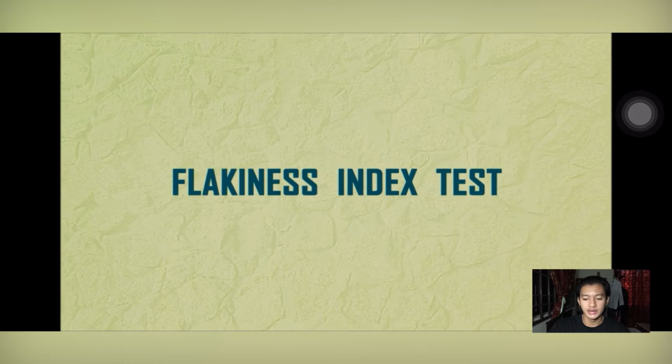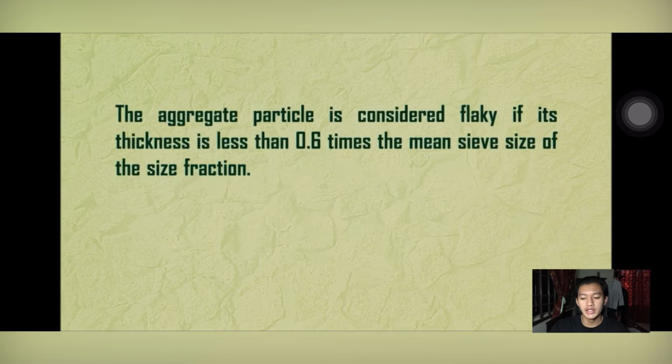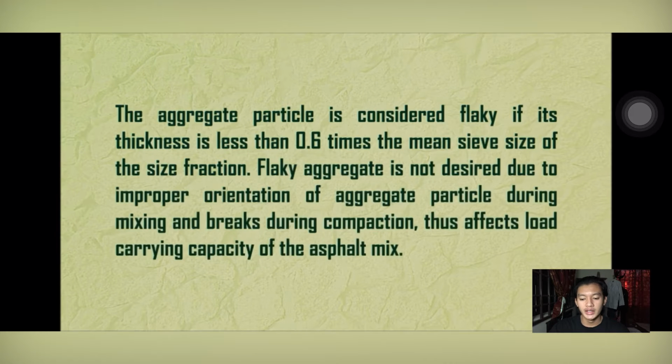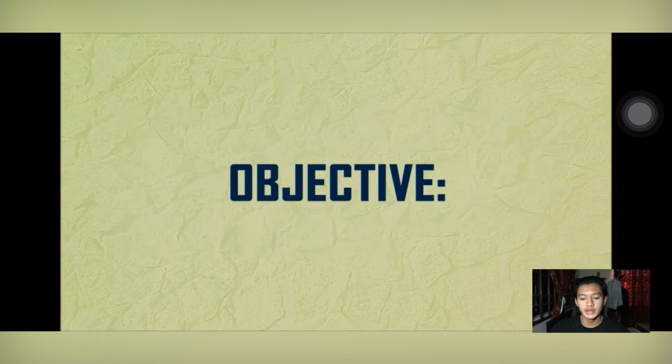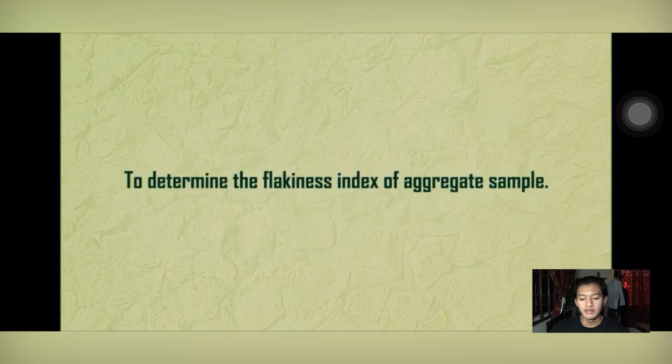Flakiness index test. The aggregate particle is considered flaky if its thickness is less than 0.6 times the mean sieve size of the size fraction. Flaky aggregate is not desired due to improper orientation of aggregate particle during mixing and break during compaction, thus affect load carry capacity of the asphalt mix. The objective: to determine the flakiness index of aggregate sample.